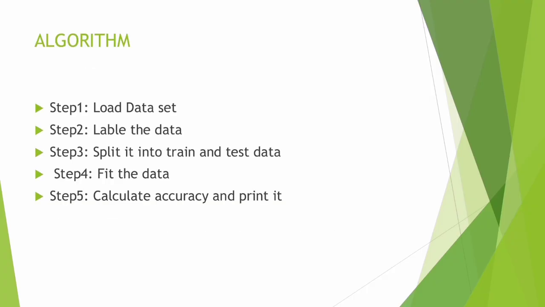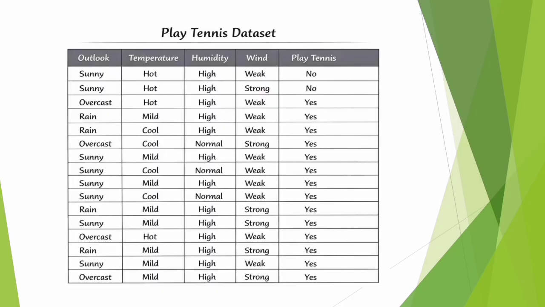And the algorithm: first, load the data set. Step 2, label the data. Step 3, split it into train and test data. Step 4, fit the data. And finally, calculate the accuracy and print it. This is the data set for our program.